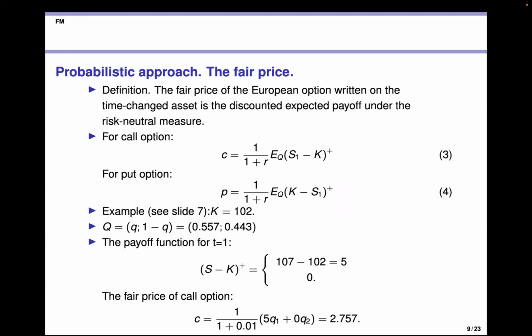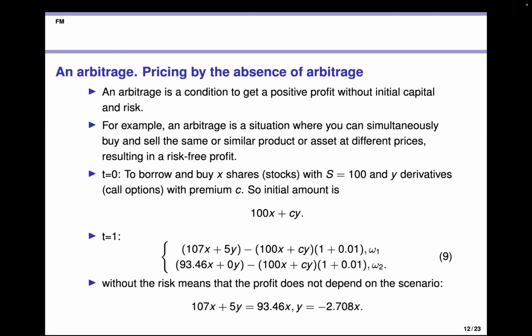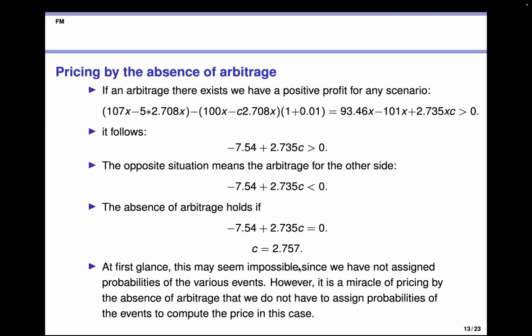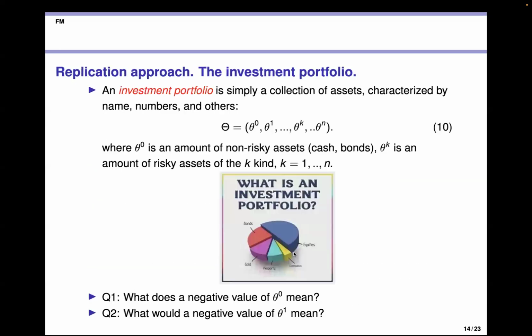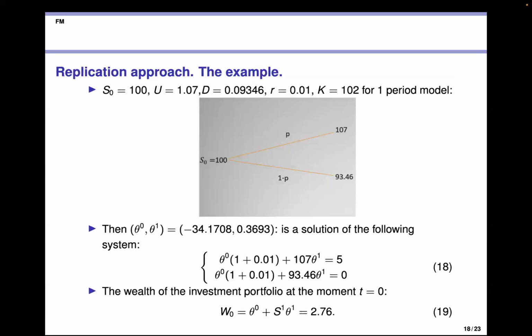The answer in this example, the fair price of the call option, is 2.75. If we choose another approach, the answer is the same, 2.75. And now the answer is 2.76, it's like an approximation. So, do you have an idea now?